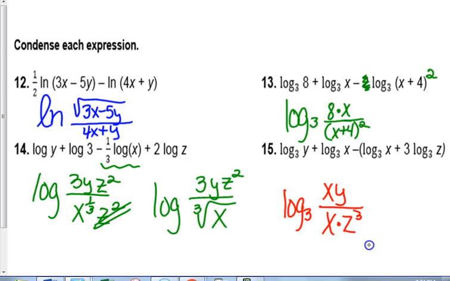Is that a weird question? Why is that a weird question? Cancel. Okay, can we cancel? Isn't that the same as if we distributed that negative right there? Wouldn't this be 0? Log base 3 of x minus log base 3 of x? Same way it would cancel here? Yeah. Anyway, we're moving on.